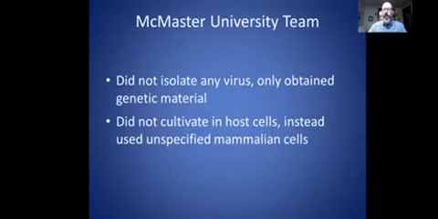However, I want to describe the McMaster team first because, like I said, they don't have a published paper, so I can't say a lot, but they did describe their methods a little bit on their website. And once again, they did not isolate a virus, and they also did not cultivate in host cells. They're using some other kind of mammalian cells, which is the same procedure every group is using.